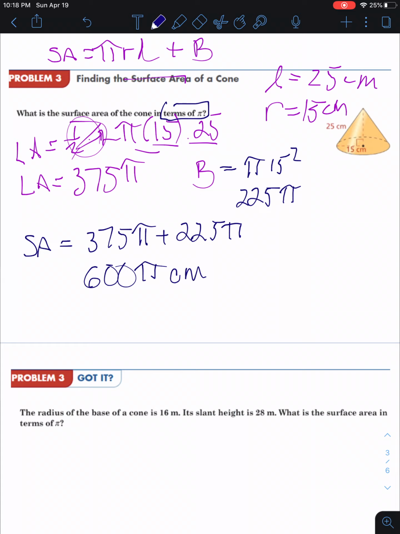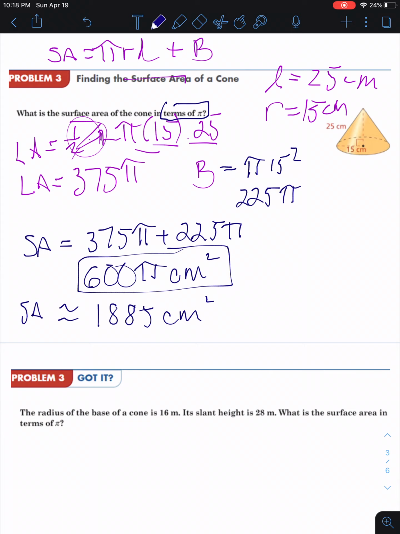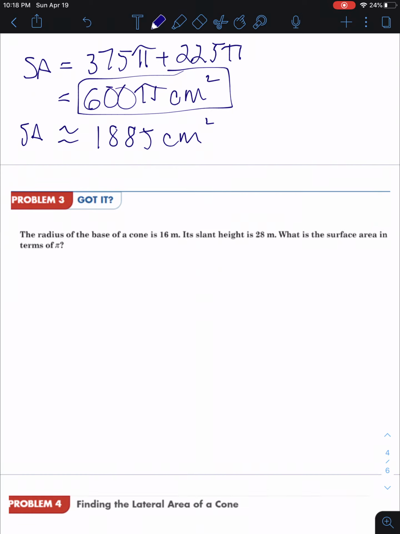centimeters squared. Now, if they had asked us to round it to the nearest whole number, and we were to try to get this pi down to decimals and then round, the surface area for this would be approximately 1,885 centimeters squared. This is what they asked for in the instructions, so that's what we would give as our exact answer. Next slide.